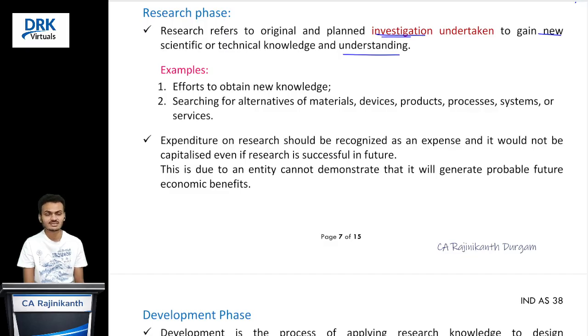Why should we expense? Because from the research phase, it is not probable that we are going to get any economic benefits unless research is successful and development phase starts, and development phase is also successfully completed. We cannot get any future economic benefits, correct? So that is the reason why we should not capitalize research expenses, even if it is successful in future, right?